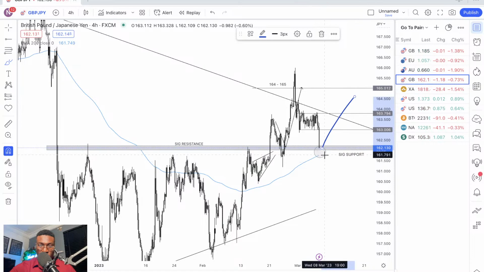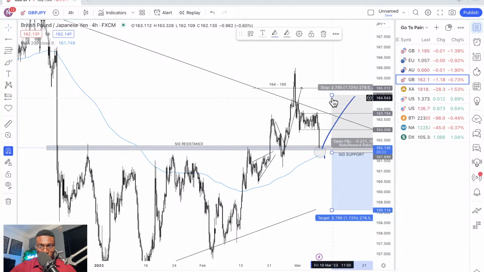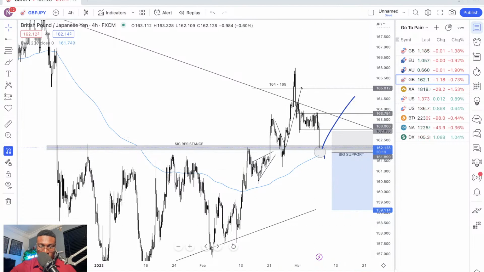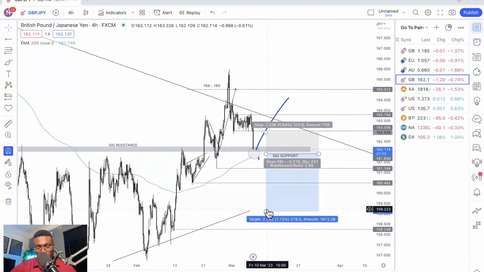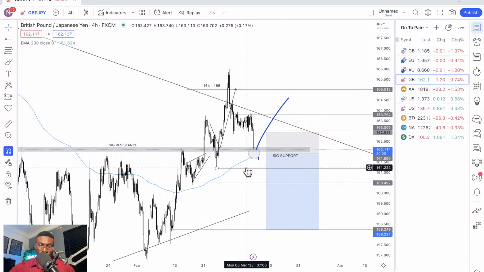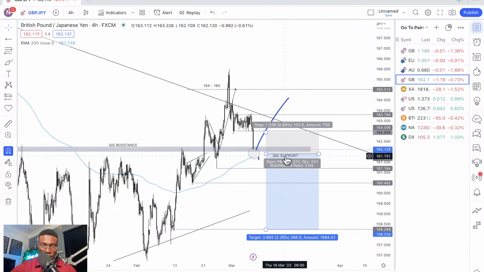But if we break below it, then we're looking for bearish opportunities. If we break below this significant support, sustain the break below, and also break below this 200 period moving average, then we're looking to trade pound yen to the downside. And for our targets, you'll be looking at these areas, these areas, and these areas as well. But we first have to break below the 200 period moving average and sustain that bearish momentum below the significant support level.